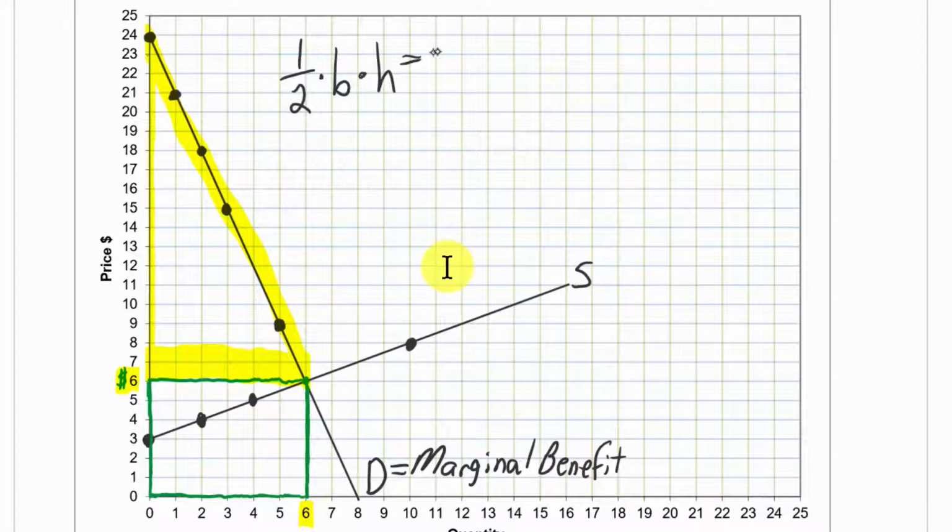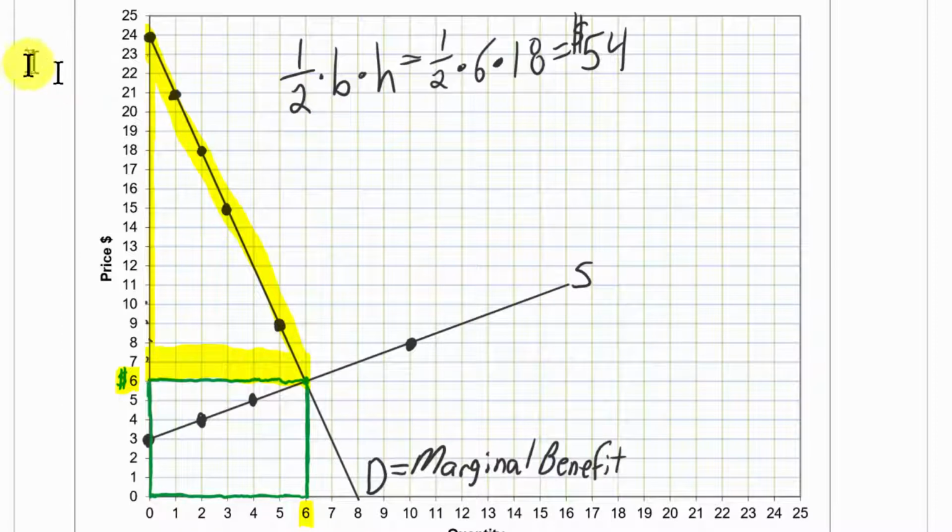All right, so that area is going to be 1/2 times 6 times, how high is this triangle? Well, it goes from 24 down to $6. 24 minus 6 is 18. Or if you really wanted to double check, you could just count your way up here, right? 1, 2, 3, 4, 5, all the way up. 1/2 times 6 times 18 is the same as 3 times 18.